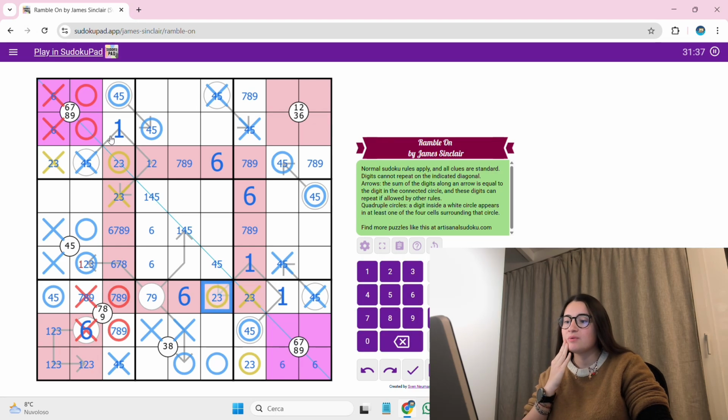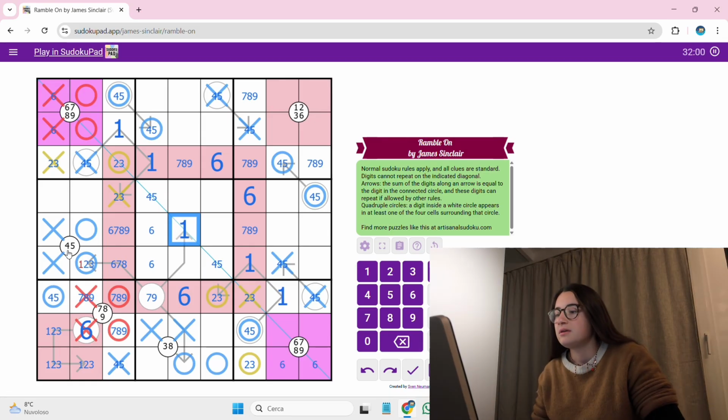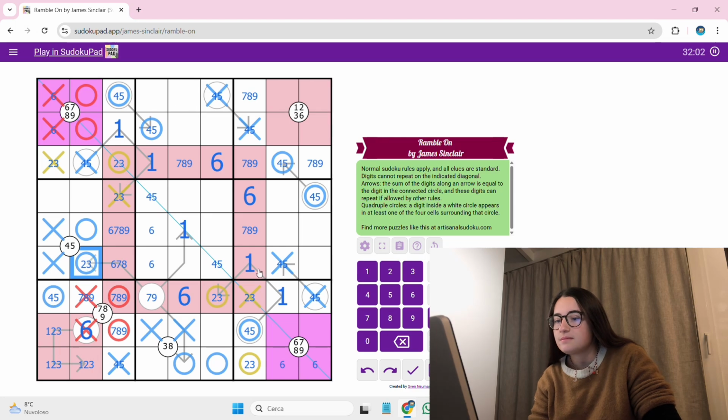So 1 1 2 1 2. This must be a 3 then. No, that's not true. This must be a 1 again. So the 1 in this diagonal, this part of diagonal must be here. It's the only place left. Okay. It can't be here then.